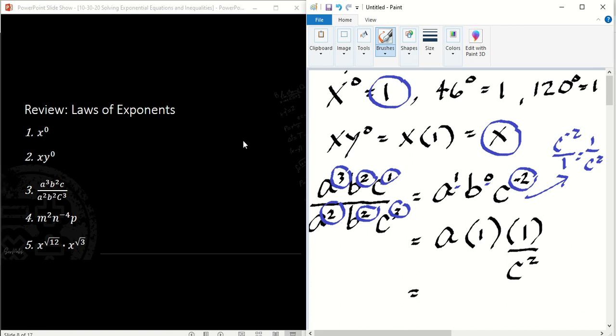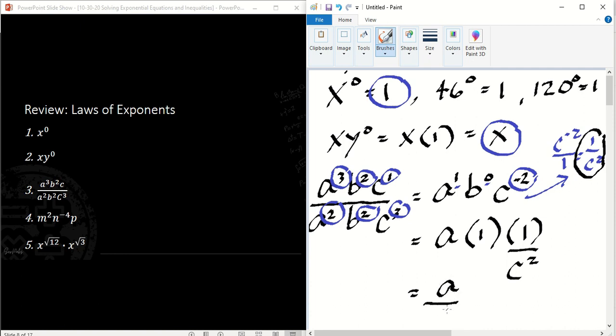Okay, so let's continue. So, yan na nangyari, si a galing sa a to the first, a na lang siya. Si b to the 0, 1. Ang equivalent nito kasi any number with 0 exponent equals to 1. And then c to the negative 2, kukunin natin yung reciprocal niya. So, 1 over c to the second power. Then, a times 1 times 1. So, equivalent nun is a na lang.